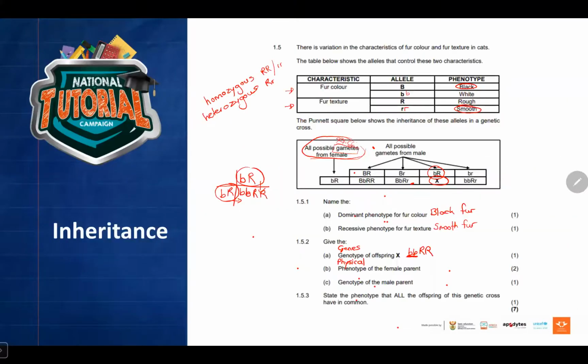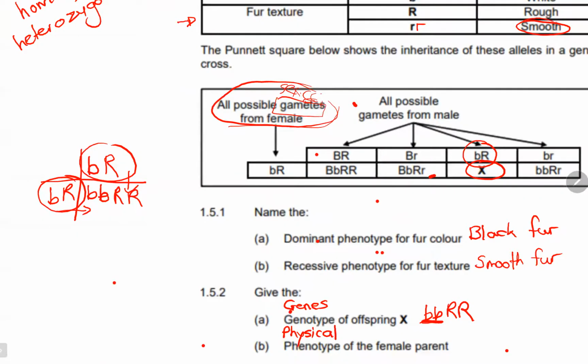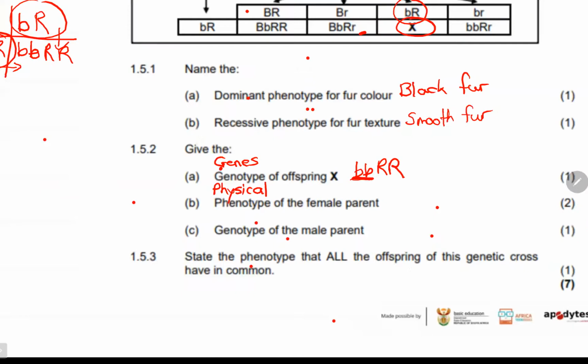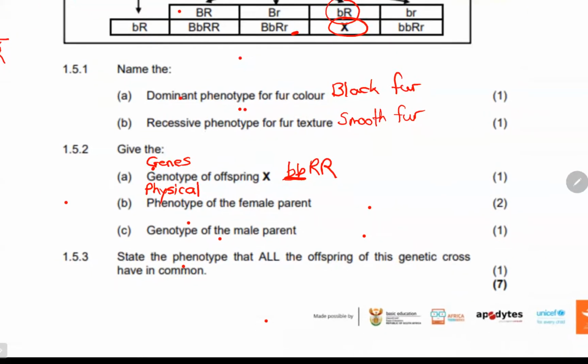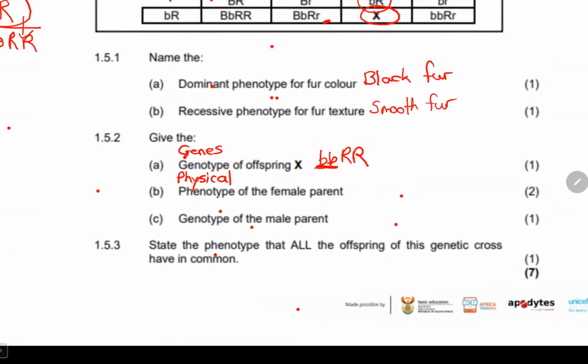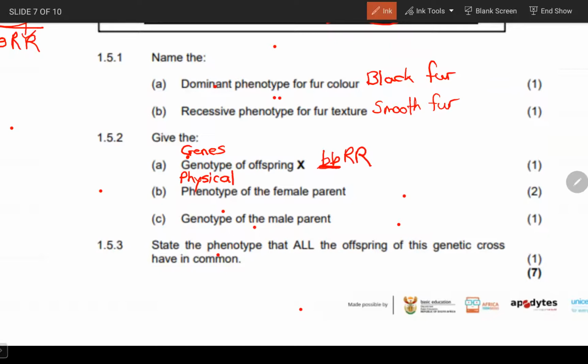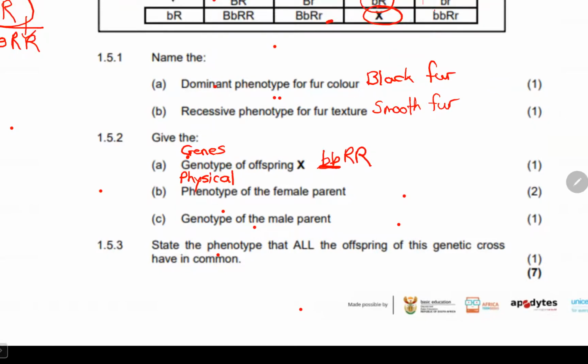Lastly, 1.5.3 says, state the phenotype that all the offspring of this genetic cross have in common. So if we look at all the offspring, it is this last little row that you would see at the top of your screen, we can see that something they all have in common, and it should be a phenotype. So they're all expressing the same rough texture of fur. Let me just show you how to get there.